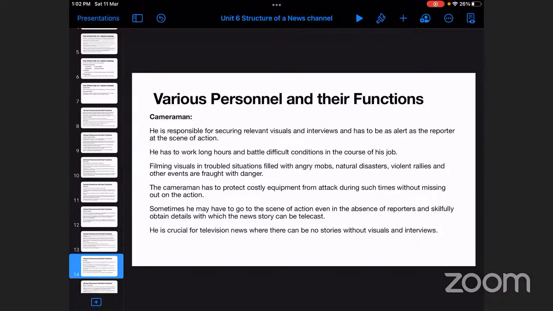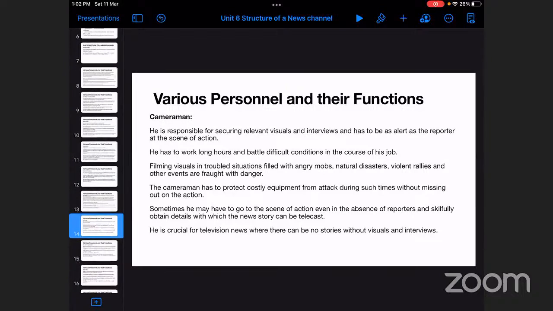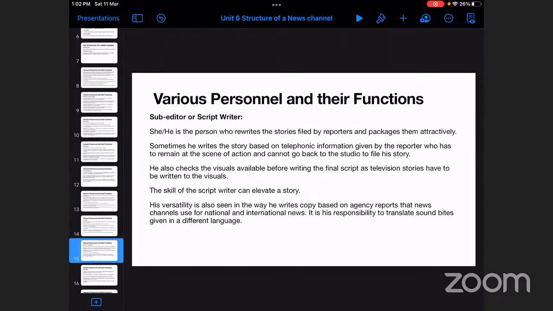That is the camera person's ability. Okay, every news channel itself is audio-visual based, right? So without visuals no channel is okay. We can't tell a story, right?